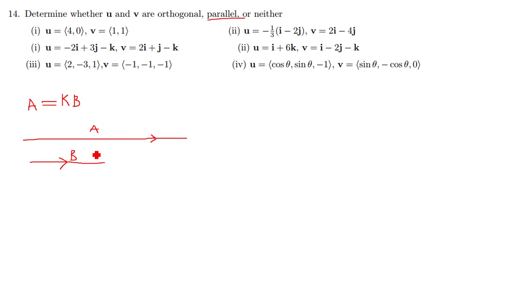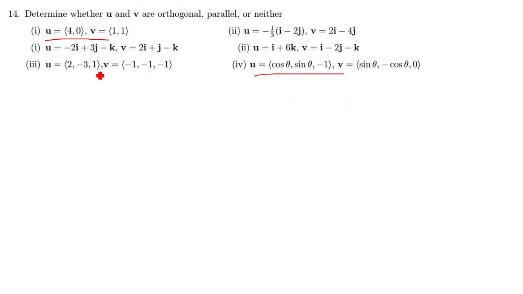So when you say two vectors are parallel, it means that they are just scalar multiples of each other. And then for neither, it means that it's neither parallel nor orthogonal. So let's quickly start solving. I'll solve this one, I think even this one. Okay, let's quickly do this.